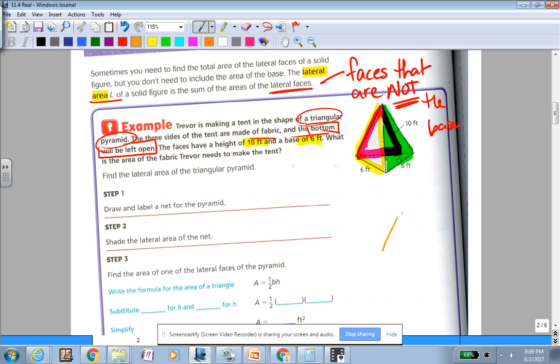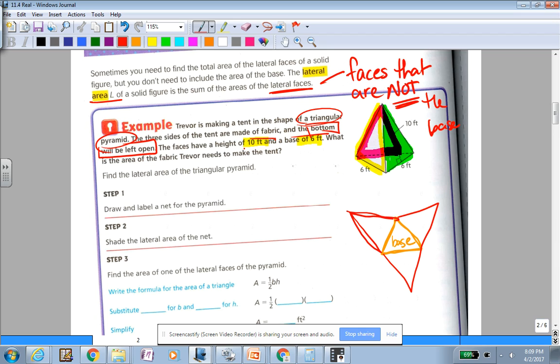Well, again, back to my making of my net. Here's a triangle. I'm going to classify this as the base. And if it's a triangular pyramid, then guess what's going to happen? I'm going to have triangles coming out here. I'm going to have a triangle coming out here. And I'm going to also have a triangle coming out here.